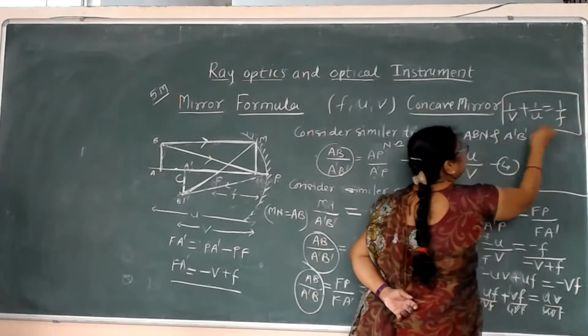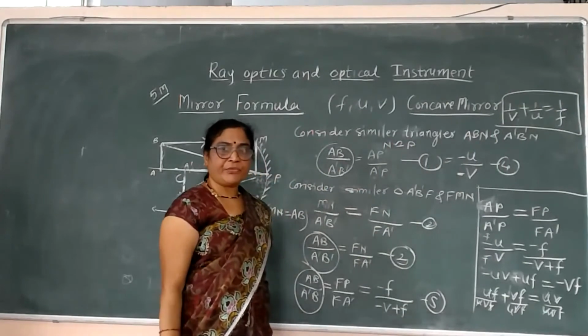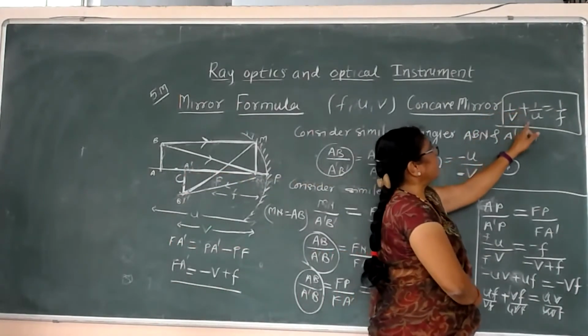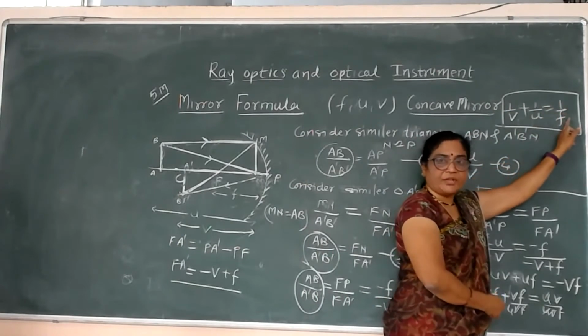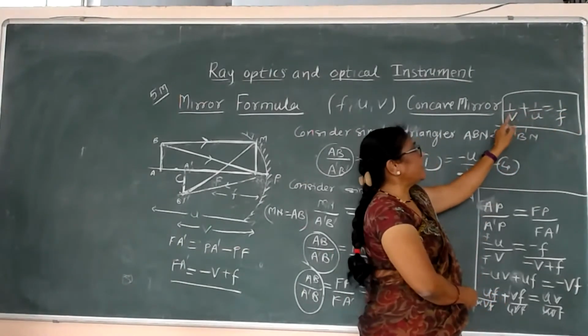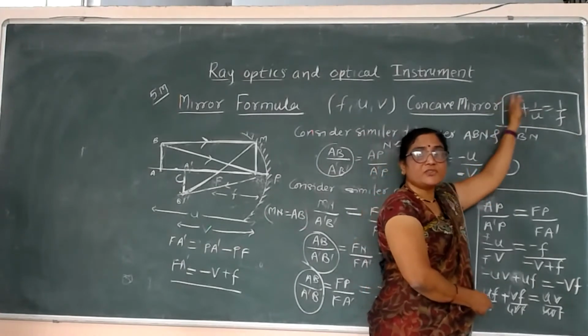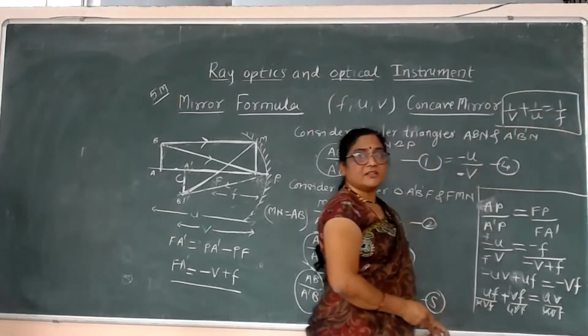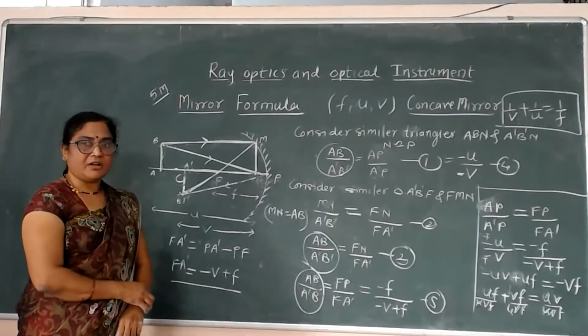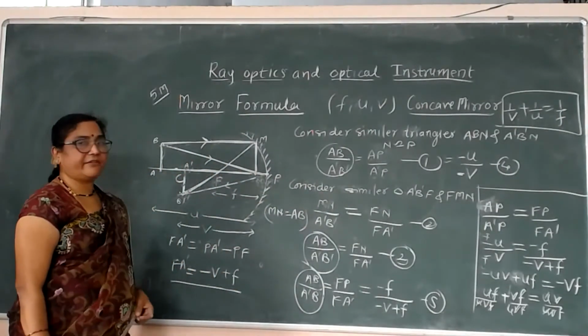So this equation is known as the mirror formula. The mirror formula is 1 by V plus 1 by U is equal to 1 by F. Here F means focal length, U means object distance, and V means image distance. So this relation is known as the mirror equation, or mirror formula. This is a very easy derivation.